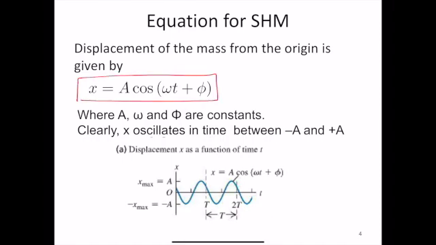Now, this is not the only solution that works. You can also have sine. So you can do cosine or sine. So x equals a sine of omega t plus phi would also work.